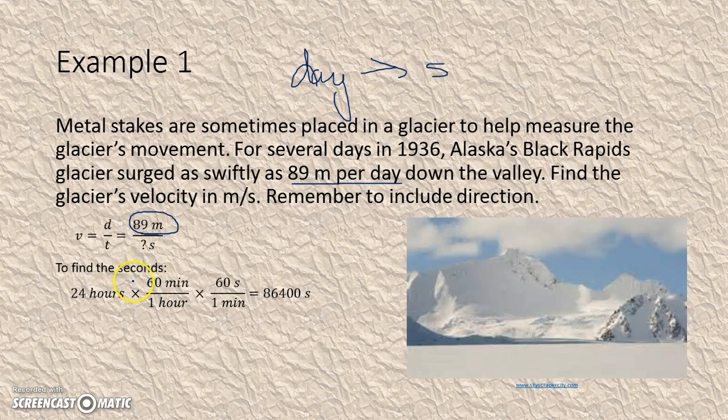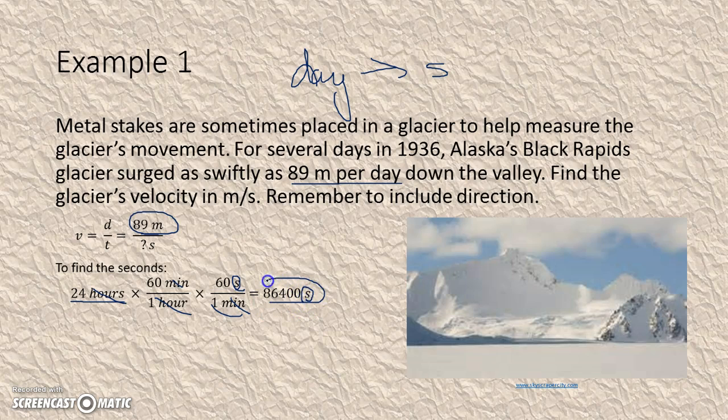So to find the seconds, we know that in one day there's 24 hours, and we know that if we multiply by 1 hour over 60 minutes, so hours cancel, and because there's 60 minutes in 1 hour, we're left with minutes. We still got to get to seconds. So we cancel out our minutes by putting 1 minute on the bottom and 60 seconds on top. And now we're left with a unit of S, which is our seconds.